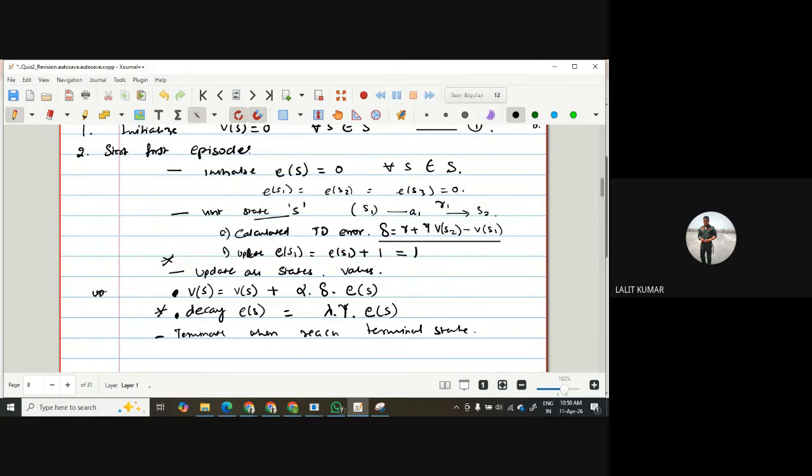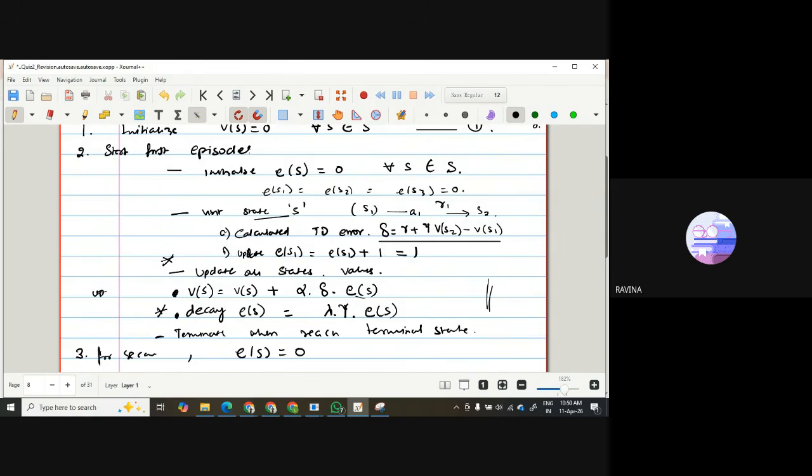Now for the second episode, again initialize ES = 0. VS will not be 0. Now VS will keep on taking the values which have been updated. But for every episode, ES will be 0. Is this okay with everyone?